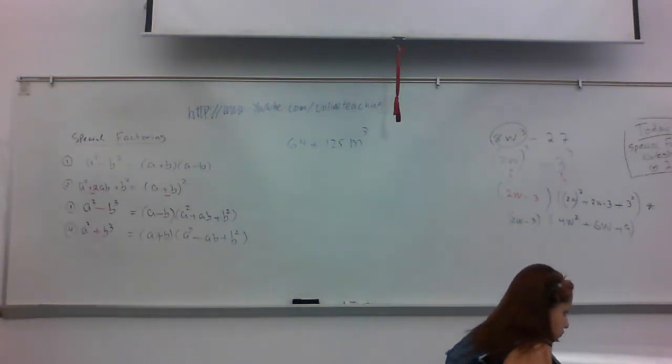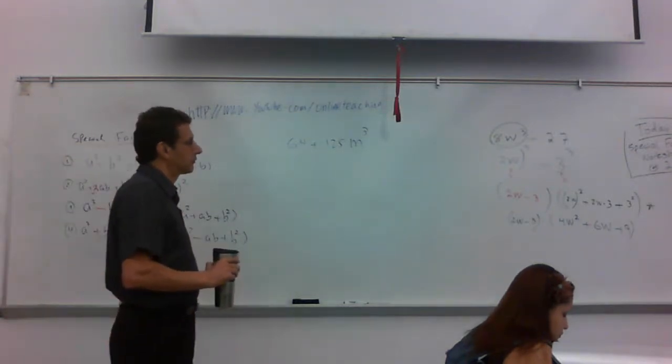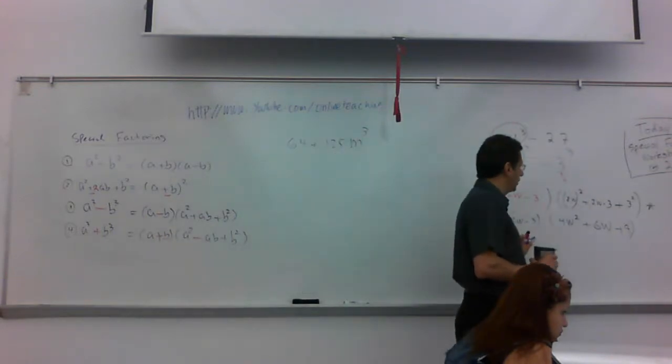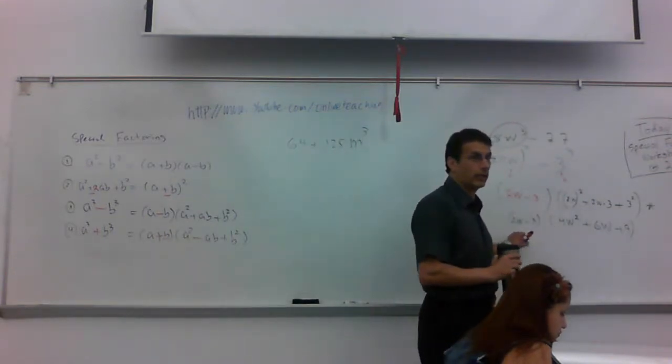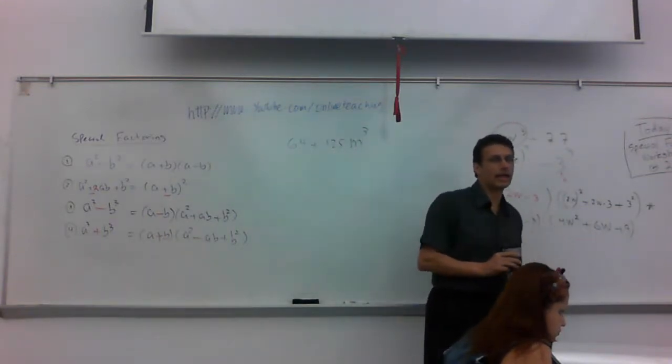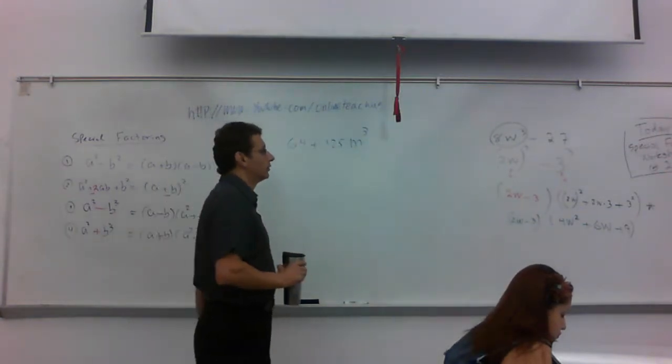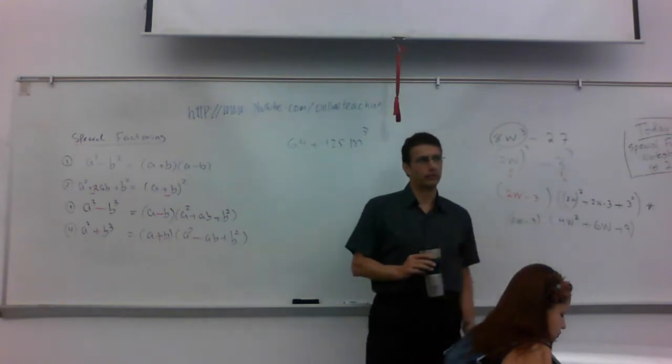Go ahead. The 4w squared, we don't factor that out? Or do we? What do you mean? You're talking about the whole thing? Factoring this piece? This can't be factored out. It's a prime polynomial. When you use that, this can't be factored out.